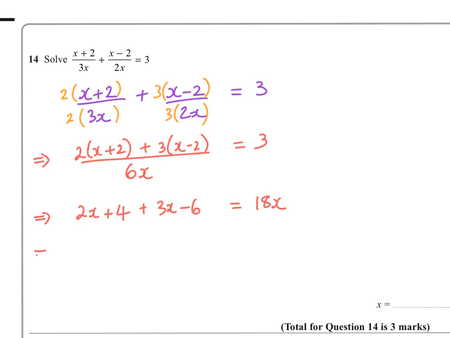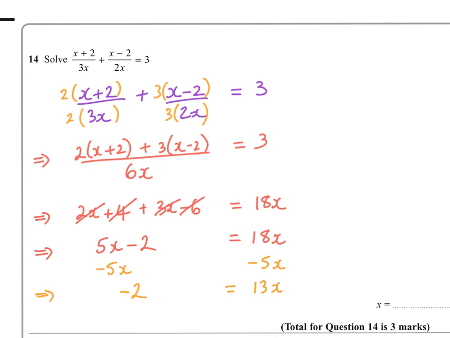Then we can do some simplifying, and we'd have 5x, 4 minus 6 is minus 2, and then we get 18x on the right hand side. And then I think what I'd do here is, as I've got more x's on this side, I think I'll take 5x from both sides, like so, and then I'd end up with negative 2 equals 13x, and then I would divide both sides by 13, and then I'd finally have the answer of minus 2/13 equals x.